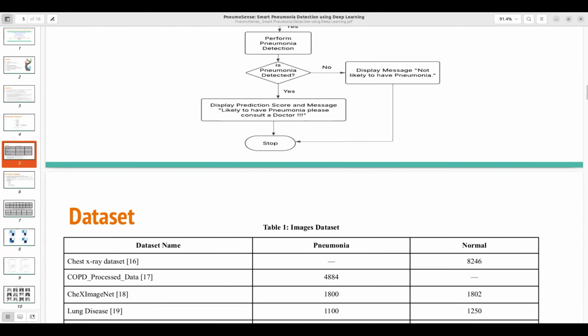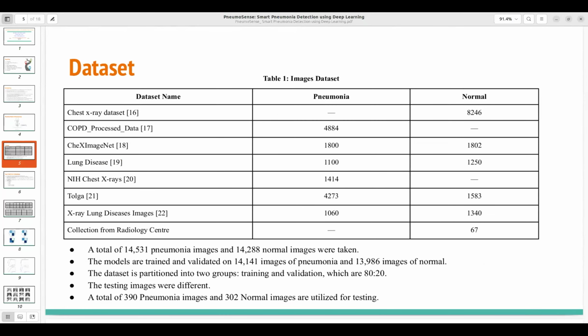Now, these are the datasets that we have used for pneumonia. We have basically tried to accumulate as many datasets as we can, so that we can get a variety of datasets from different sources. So there are a total of 14,531 pneumonia images, and 14,288 normal images were taken, and the deep learning models were trained and validated on 14,141 images and 13,986 normal images. The dataset was partitioned into two groups, training and validation, with a ratio of 80:20.